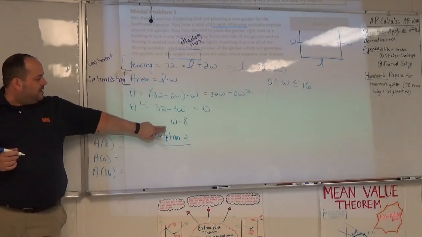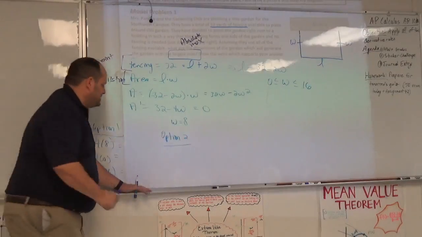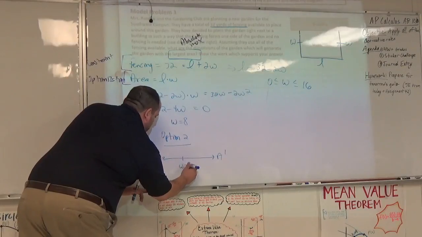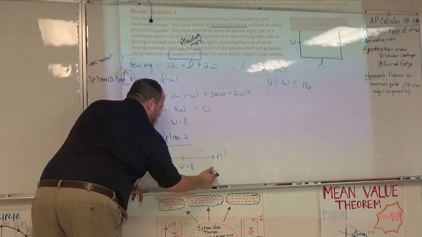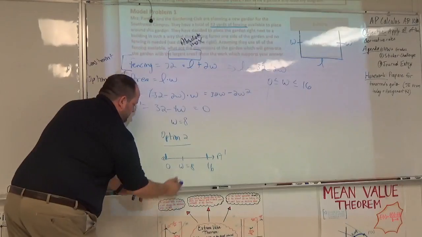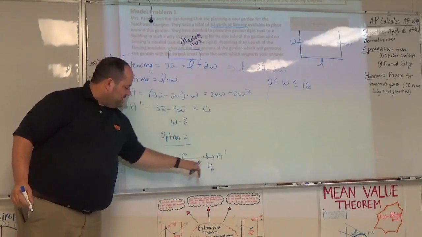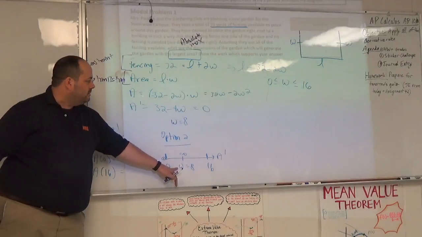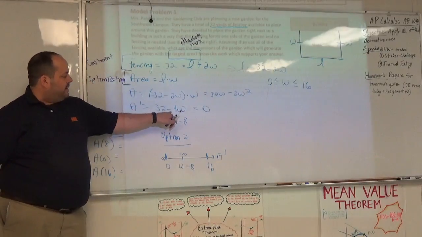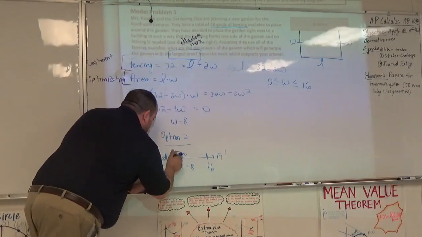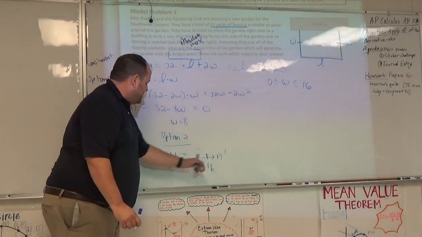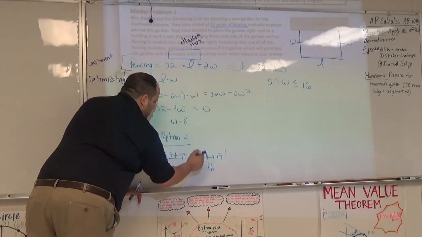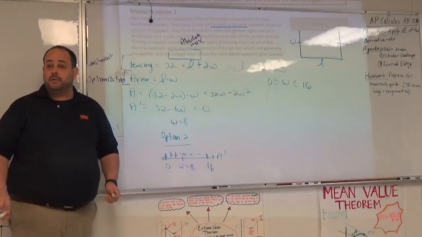With option 2, I'm going to make an argument that goes something like this. If I graph A prime on a number line, here's 8, here's 0, here's 16. What happens with A prime before I get to 8? I pick a number like 4 or 5, whatever. Plug it in, 32 minus 4 times 5, that's a positive. Between 8 and 16, I pick something like 9. Plug it in, 32 minus 4 times 9, I'm going to get a negative.